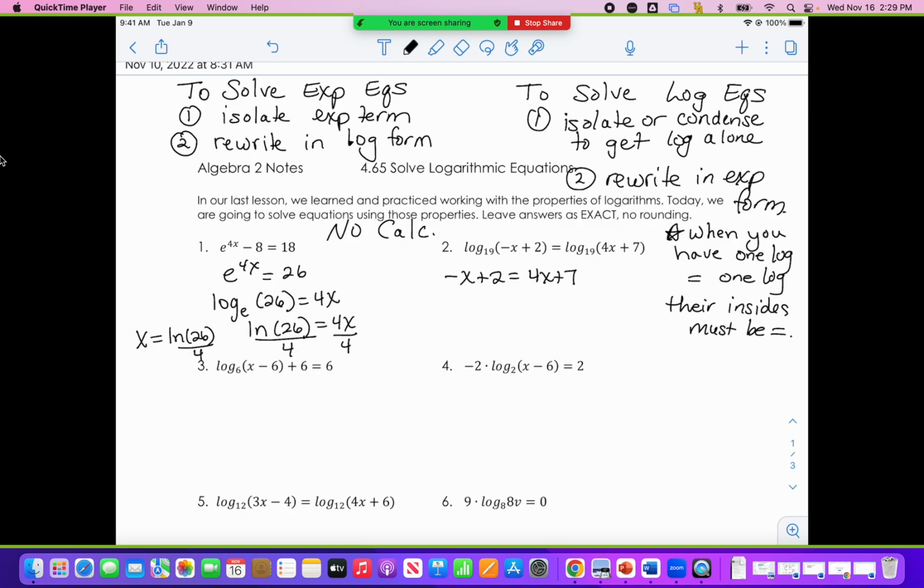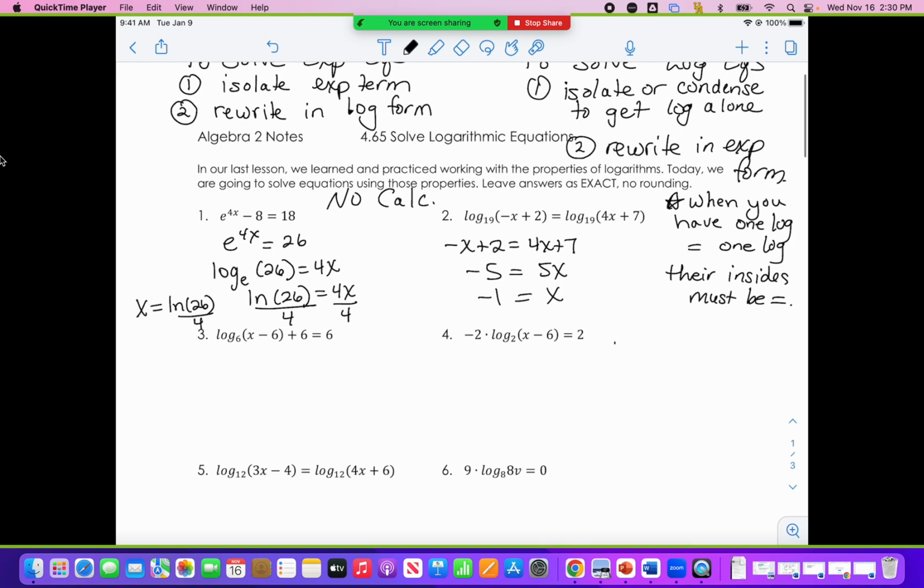I am not canceling the logs. I'm not dividing by the logs, okay? Because you cannot divide by log. That doesn't make any sense. It's the log of a quantity that goes together. But what I do know is just like when we solved equations with the base, that when the bases are equal in exponential form, the exponents are equal. So then we're going to go ahead and add x to both sides, subtract 7, and I get x equals -1.